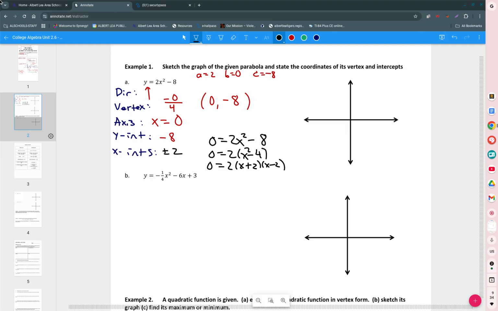So I go ahead and graph it. I'm going to make a 2, 4, 6, 8.